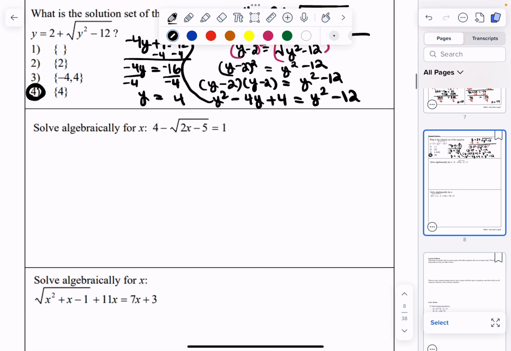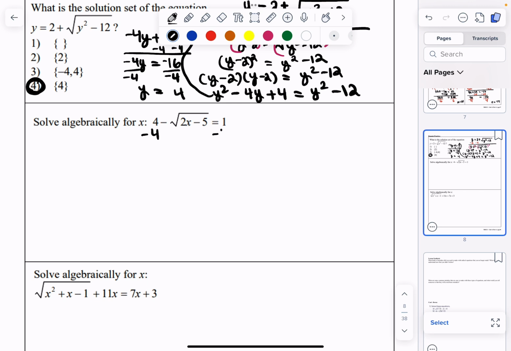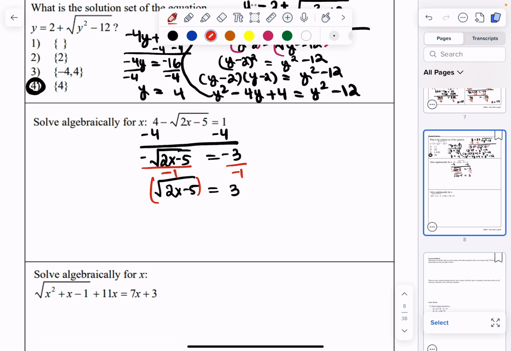The next one, we subtract 4 first. We're left over with negative radical 2x minus 5 is equal to negative 3. Have to divide by negative 1 on both sides. We have radical 2x minus 5 is equal to 3. We square on both sides, which leaves me with 2x minus 5 is equal to 9.